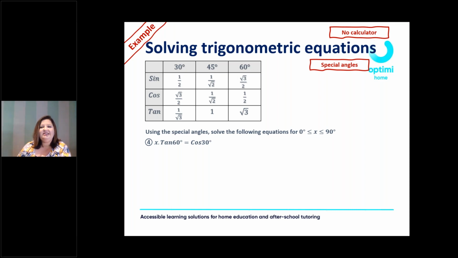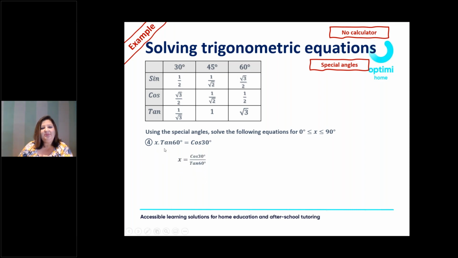Why did they give me this? They gave me this because I can find the value of tan 60 and I can find the value of cos 30 because they are special angles. I need to know that, and I can actually find that without the use of a calculator. Remember, you cannot use your calculator when working with special angles. So when I want to solve something, in this case solve x, I need to find that variable that I need to solve alone on the left-hand side or the right-hand side on either side of the equal sign.